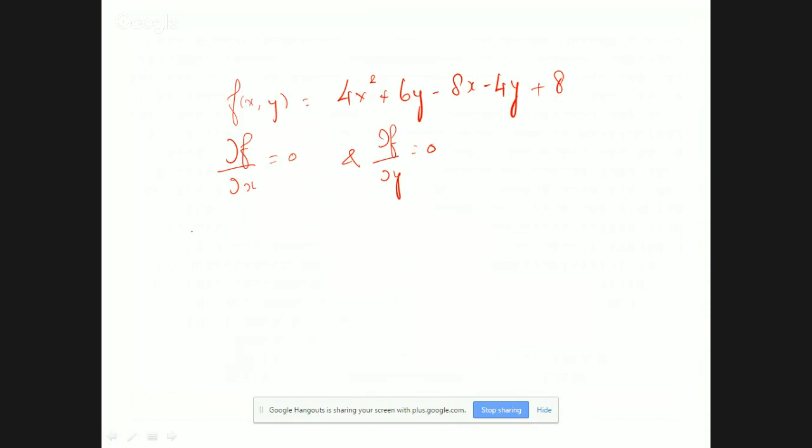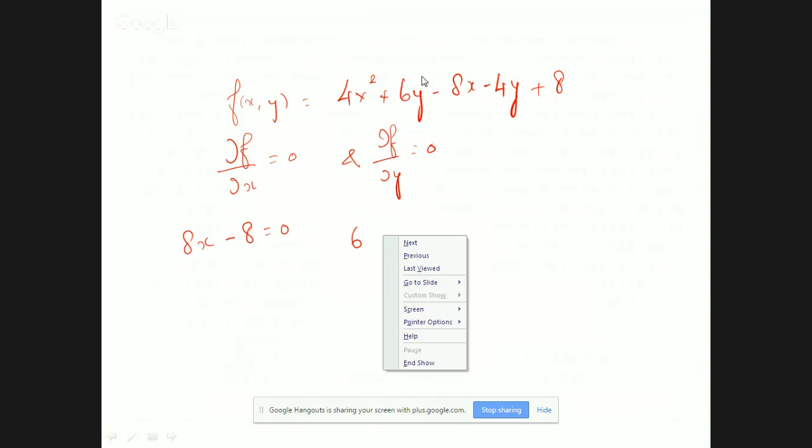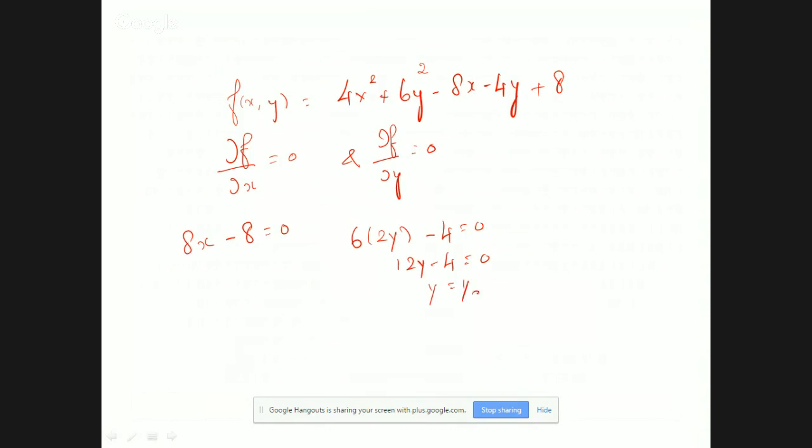Dou f by dou x, differentiating it, is 8x minus 8 is equal to 0. Dou f by dou y is 6y square, so it is going to be 6 into 2y minus 4 is equal to 0. So it is 12y minus 4 is equal to 0, which gives y is equal to 1 by 3 and x is equal to 1. Now this is the point 1 and 1 by 3. Now what I have to do is I have to find out r, s and t.